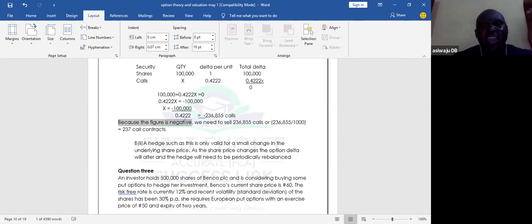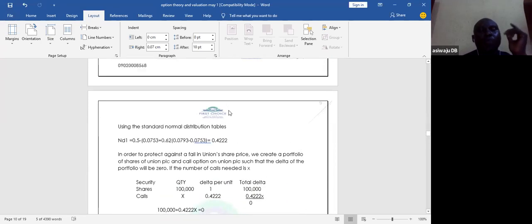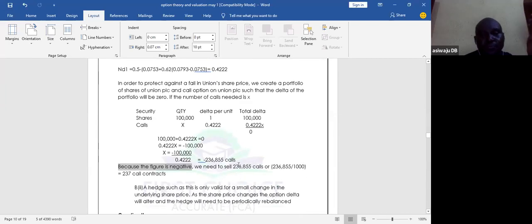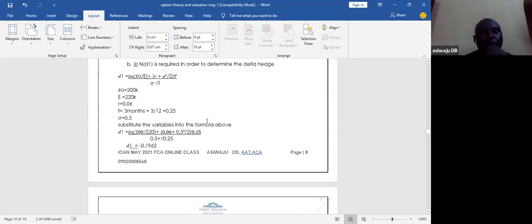I repeat, when you compute your figure and you have a negative sign, it means the customer needs to what? Sell. We need to sell 262,588 call option contracts. And if you take it that the examiner says 1,000 call, there's a clause in the question. You can leave your answer like this. The examiner will mark it.